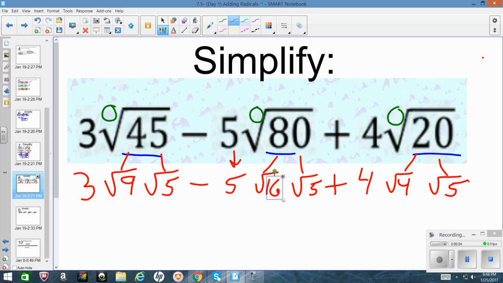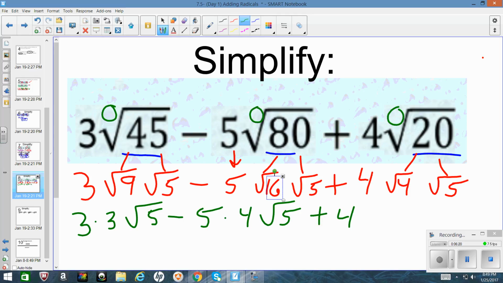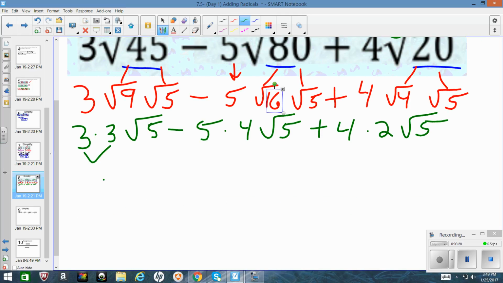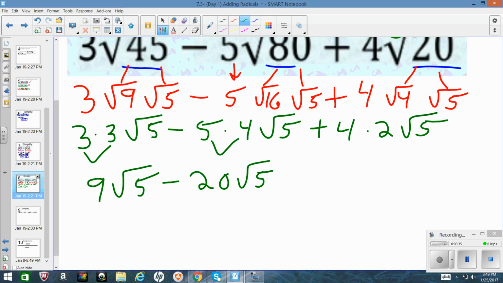So now we need to see, can I reduce? 3 times square root of 9 becomes 3. I still have the square root of 5, minus 5. Square root of 16 times 4, square root of 5, that would be plus 4 times square root of 4 becomes 2, square root of 5. Continuing further, 3 times 3 gives us 9, square root of 5, minus 5 times 4 gives us 20, square root of 5, plus 4 times 2 gives me 8, square root of 5.